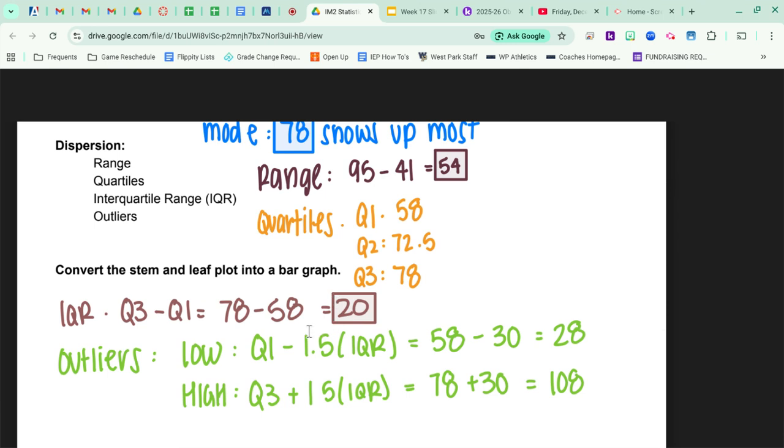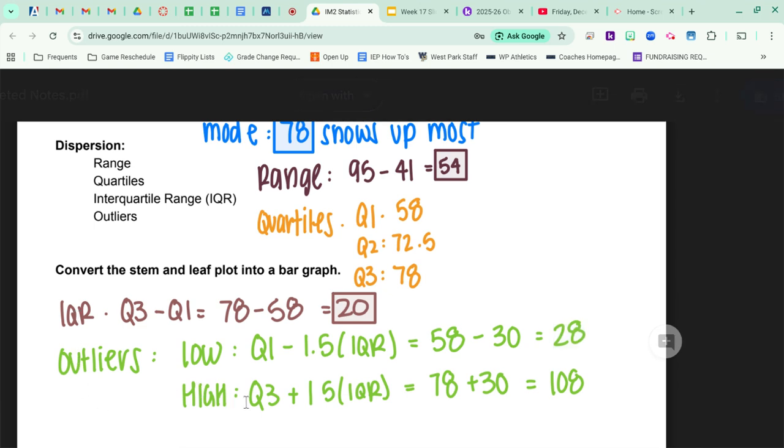Now the reason you want to do that is you need to determine if there are any outliers. We are going to call these our upper fence and our lower fence. By definition, an outlier is something that's so statistically different from the rest of the data that it doesn't really fit with the rest. So to find the lower fence, you do Q1 minus 1.5 times the IQR. 1.5 times 20 gives you 30, and 58 minus 30 gives you 28. So 28 is your lower fence.